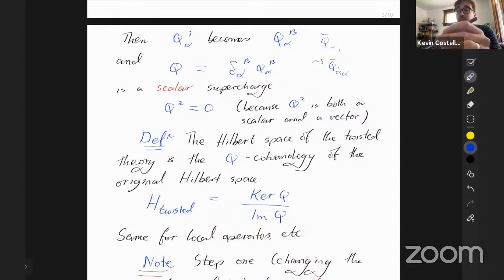So what this means is that because the I index now transforms as a spinor index, we can build a supercharge, which I'll just call Q, which is a scalar. And it is automatic in the supersymmetry algebra that this is a nilpotent supercharge. The reason is, if I take Q squared, the square of any supersymmetry is a vector, but this is also a scalar, so it must be 0.